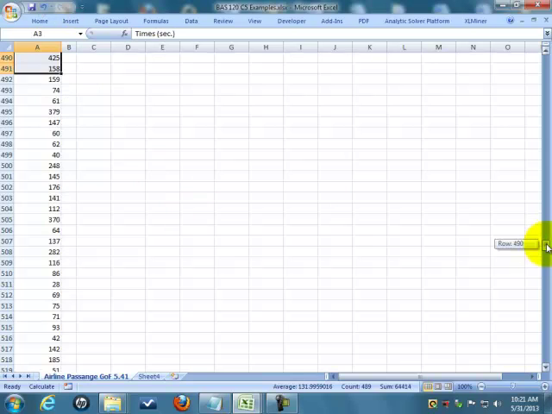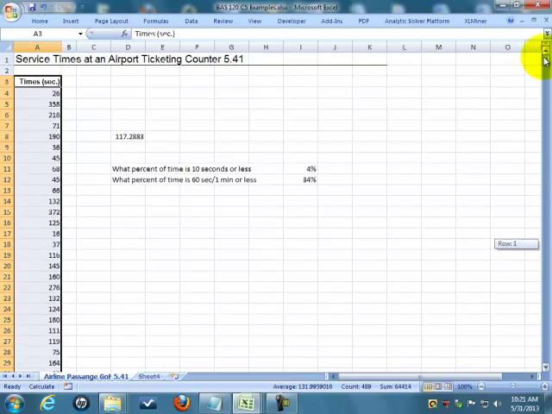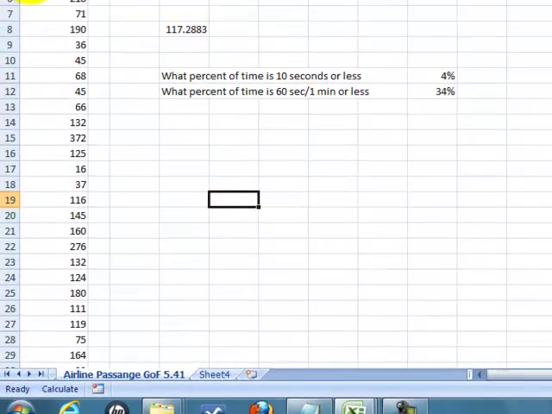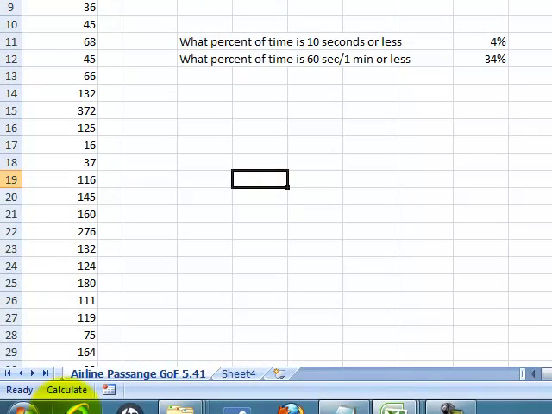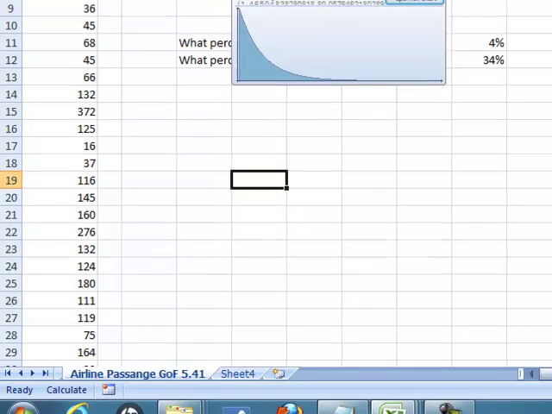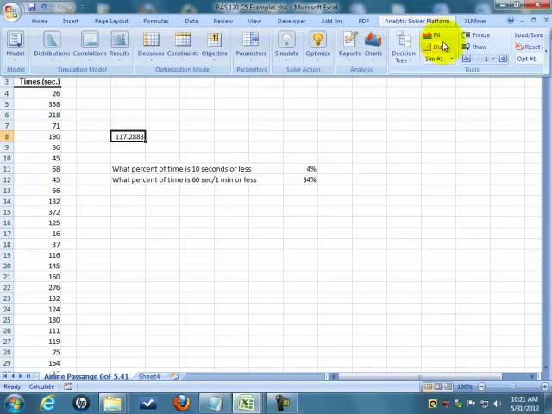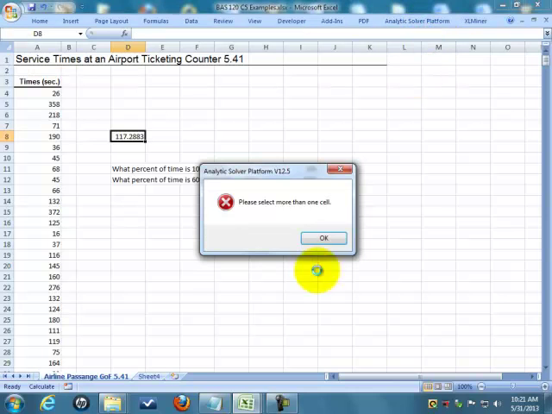We've gone through a lot of different distributions in this chapter, and I think the thought probably comes to your mind, well, how do we know whether this is a Poisson distribution or a normal distribution or what kind of distribution it is? Well, luckily we got some tools. We can go up here to Analytic Solver and say, find me the best fit.